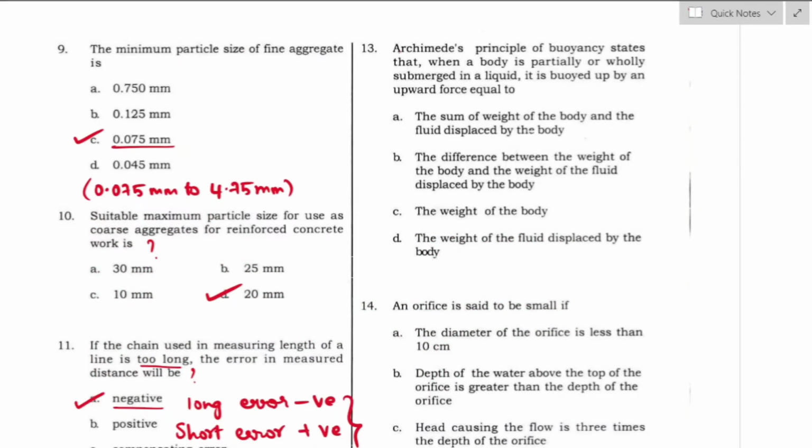Question number 13. Archimedes' principle of buoyancy states that when a body is partially or wholly submerged in a liquid, it is buoyed up by an upward force equal to? Upward force Fb is equal to rho into g into V, where Fb is the upward buoyant force, rho is the density of the fluid, g is the acceleration due to gravity, and V is the submerged volume of the fluid. So the upward force will be equal to the weight of the fluid displaced by a body. Option D is the right answer.